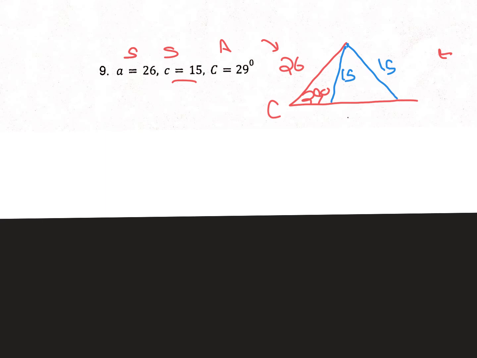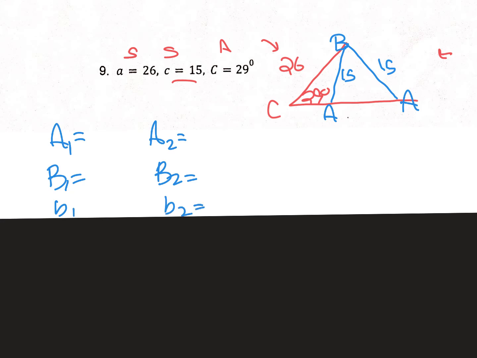I need to label it all the way too while I'm at it. This angle right here is A, which also means B is at the top. So what am I missing? I need to find angle A for both of them, so A1 and A2. I need to find angle B in both of them, B1 and B2. I need to find little b, like side B, in both of them. Let me find the first A first. That'll give away a lot of stuff.